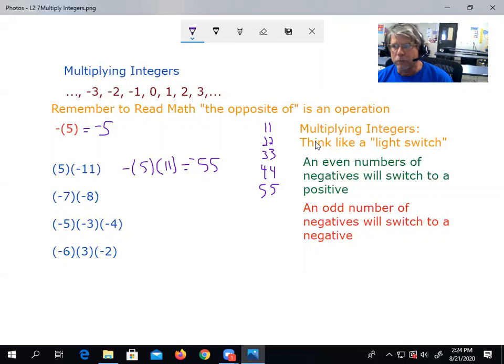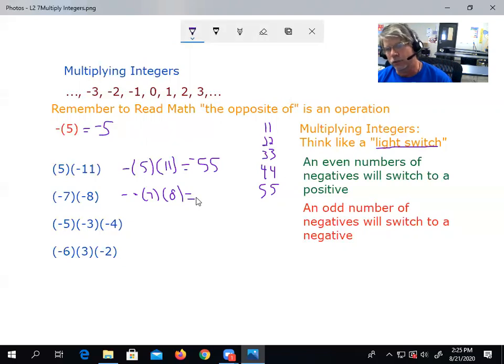So one of the things we do with multiplying integers is we just think like a light switch. So if there's one negative, it's going to just flip it to a negative. So if we look at this next example, instead of seeing this as a -7 times a -8, we can treat this as the opposite of a 7 and then the opposite of an 8. So I can actually pull the negativity out of the problem since those are equivalent. So then all I have to do is know what 7 times 8 is.